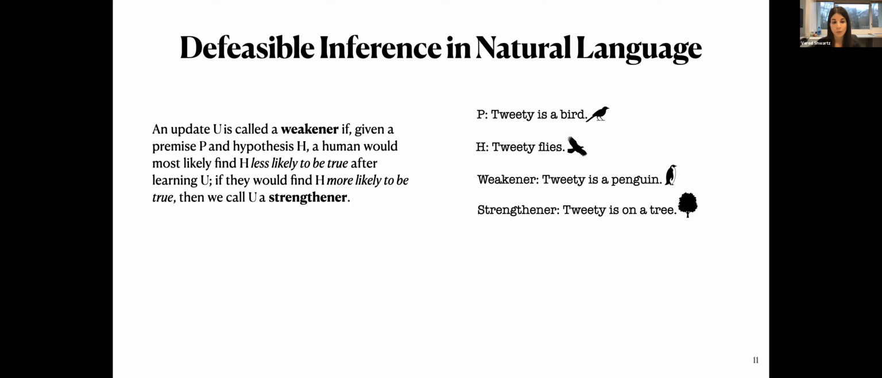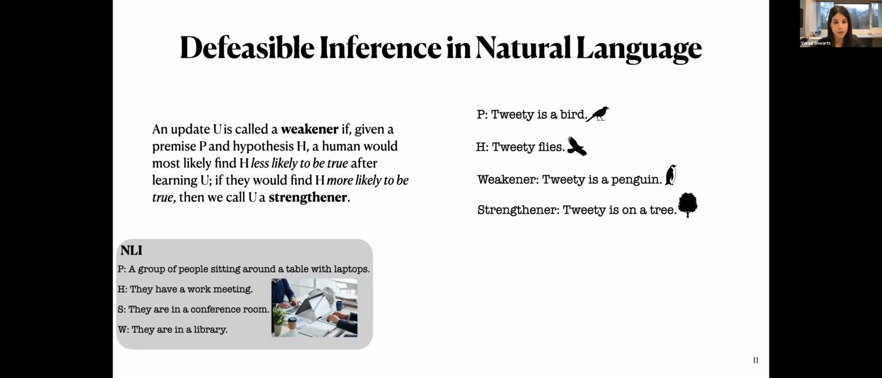And so we collected data sets for this task. We augmented existing NLI data sets with these update sentences that we collected from people. And we had 3 different types of data sets. One of them was a standard NLI data set, natural language inference data set. It was based on the SNLI data set, which is the Stanford NLI data set.